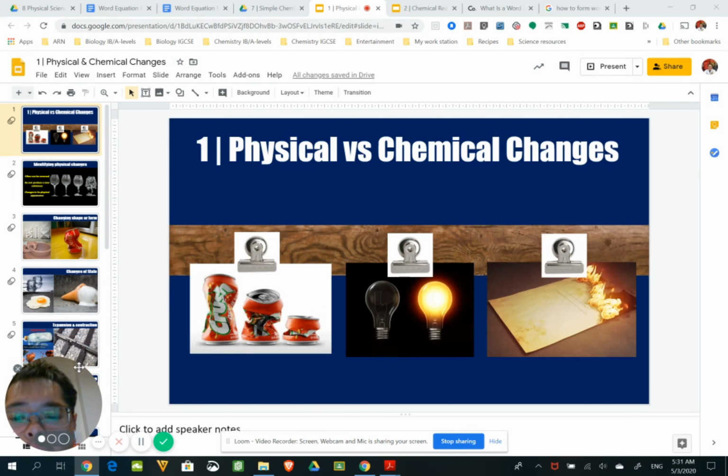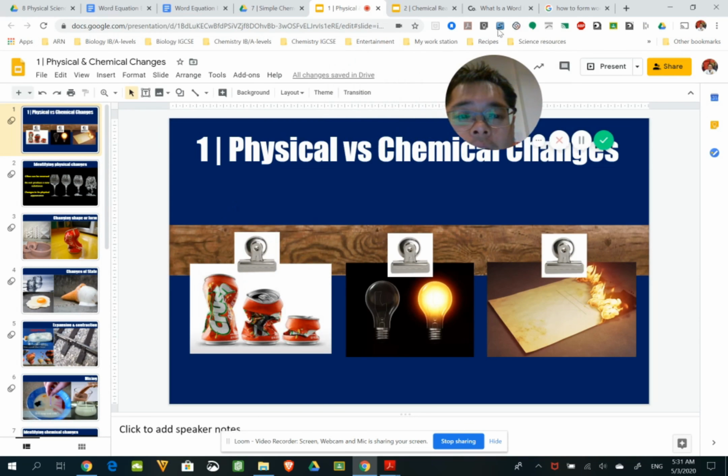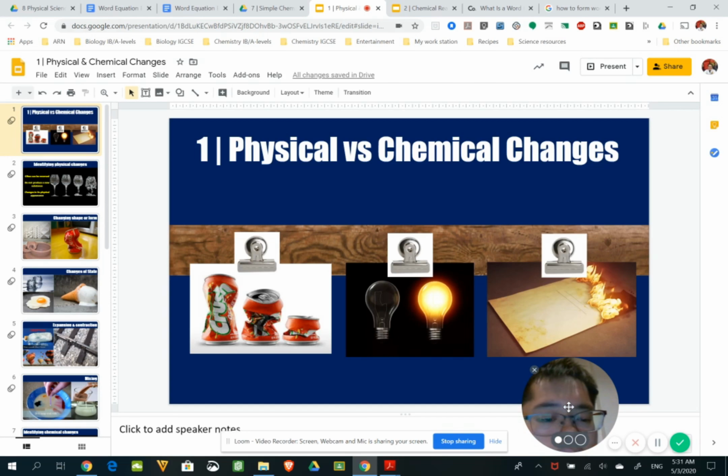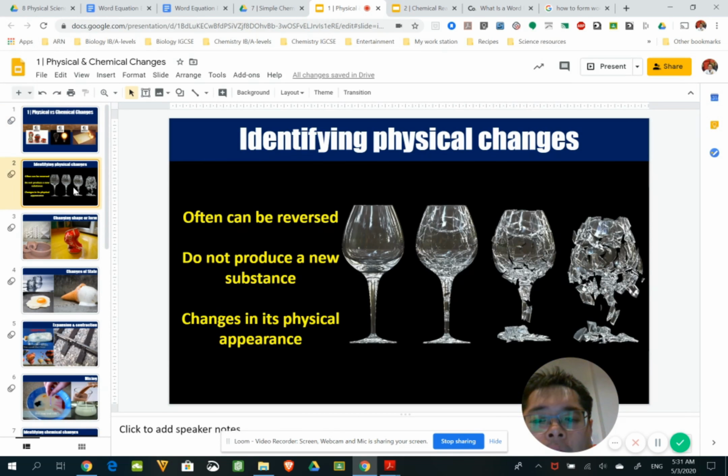So today we are basically going to discuss what's the difference between a physical and a chemical reaction. Let me just put this window away for a short while. Okay, should be fine. So we know that all chemical reactions that you see in life will have two different types of changes. One is a physical change and the other is a chemical change. So, how do we identify physical changes?